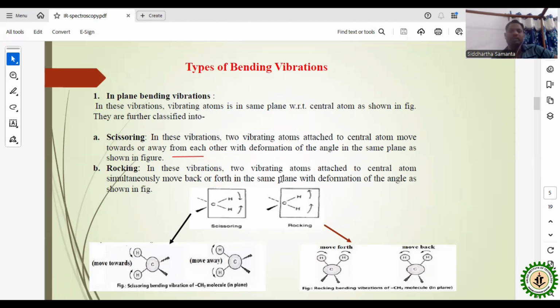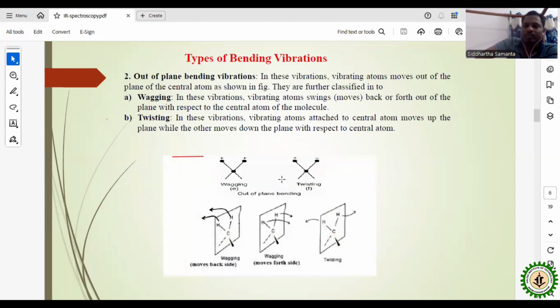Okay, so this is in-plane bending. Here all the atoms, carbon and hydrogen, are present in the same plane. So this vibration is known as in-plane vibration, in-plane bending mode. And out-of-plane bending mode also has two types: one is wagging, another is twisting.